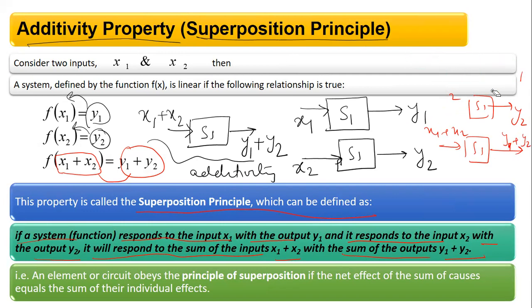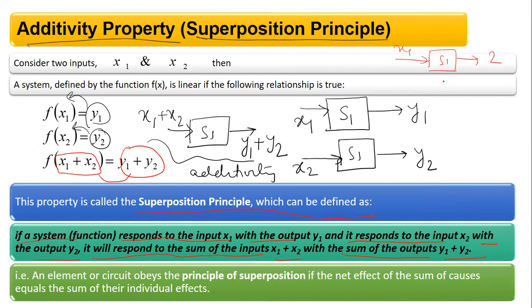Let us say that you have a system S1, and you apply x1 here, it gives you, let us say, 2. By applying some x2 to the system, it shall give you 4. But when you apply the two inputs, x1 plus x2, collectively combined to the same system, it shall give you 6. That means the sum of these two, right? So this is what principle of superposition or additivity property is.